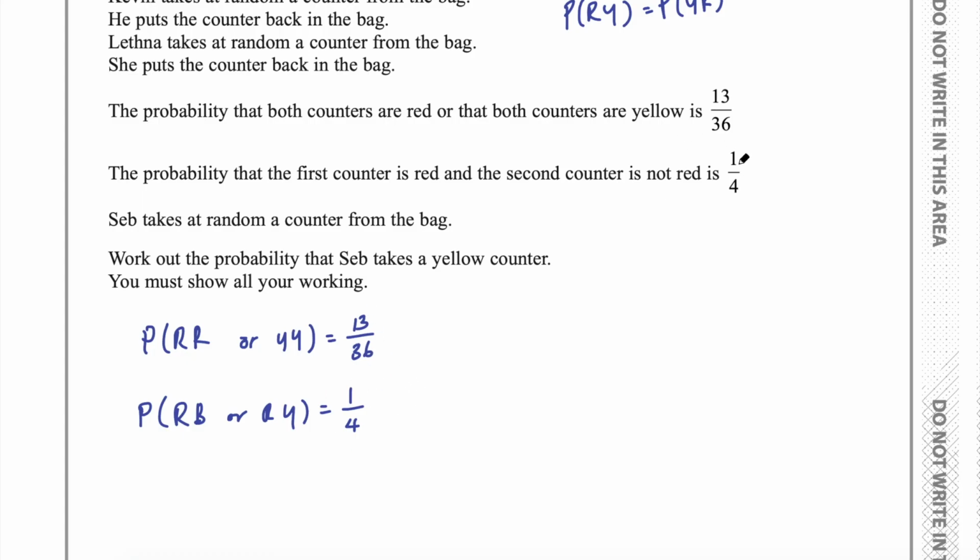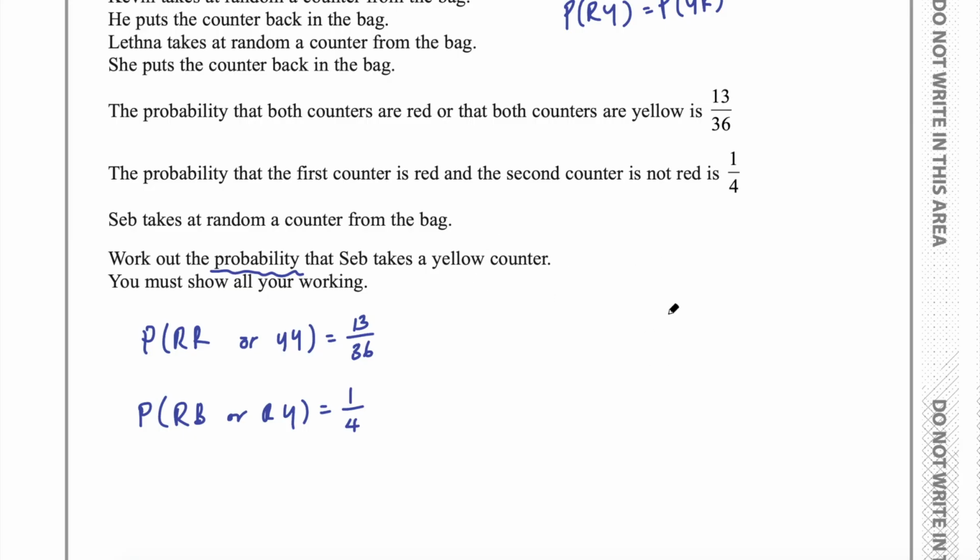It's not the quarter being the chance of each one happening, it's the quarter is the chance of both happening added together. And then in the question, it's asking for the probability of a yellow counter. So we don't actually have to worry about how many counters are in the bag. We don't have to take that into consideration. We only have to worry about the probabilities.